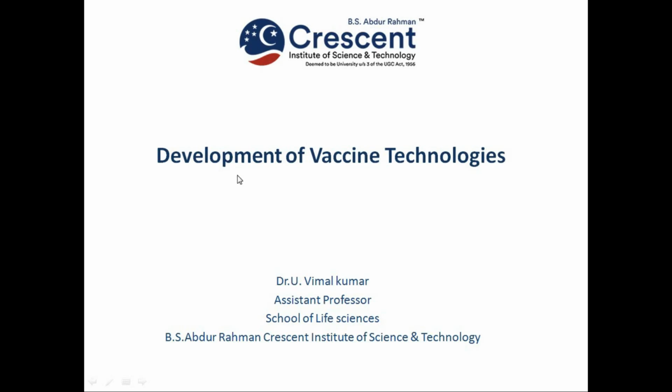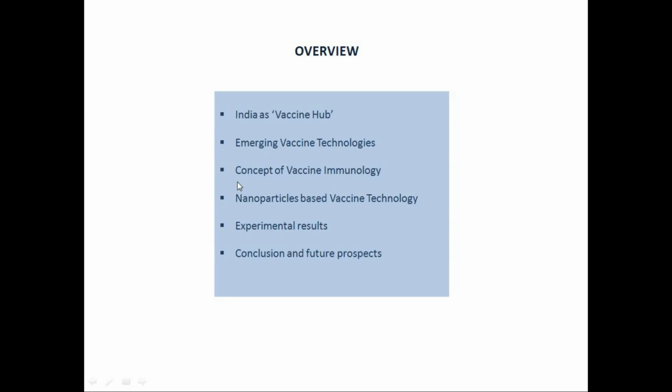We are going to see about development of vaccine technologies. So this is the overview of this presentation. First, we will be seeing about why India is called a vaccine hub in terms of manufacturing as well as in terms of development. Then we will be trying to understand what are the existing as well as the emerging vaccine technology which are currently available in terms of production as well as in terms of development.